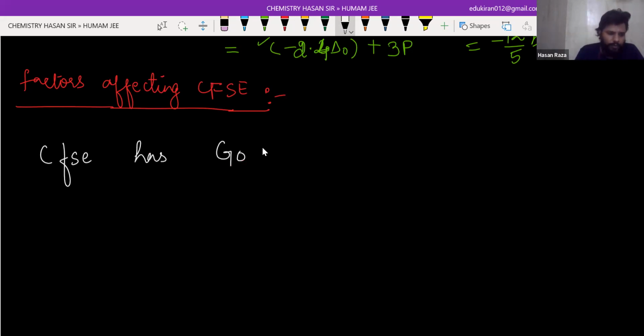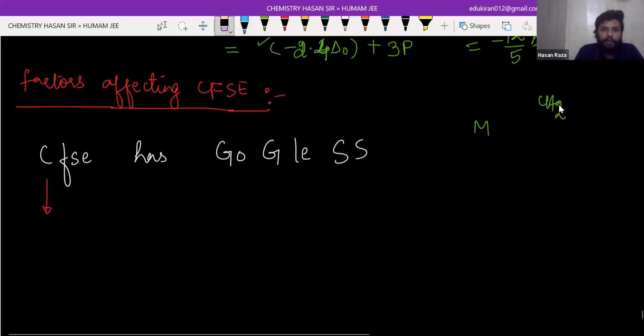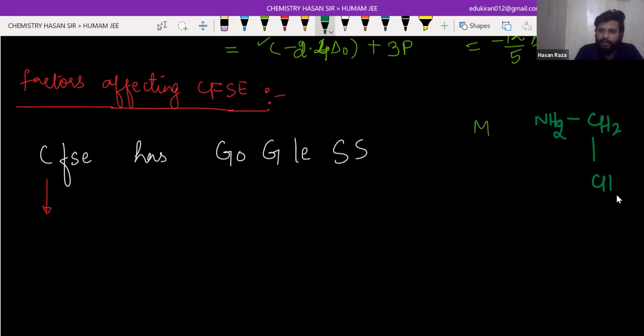GOGLESS. Now see, what does this C mean? If you have a ligand which is a chelate ligand, that means formation of a ring will take place. Let's say this is your M, and we have en, that means ethane-1,2-diamine. So ethane-1,2-diamine is your chelating ligand, that means formation of a ring will take place in this way, you can see.